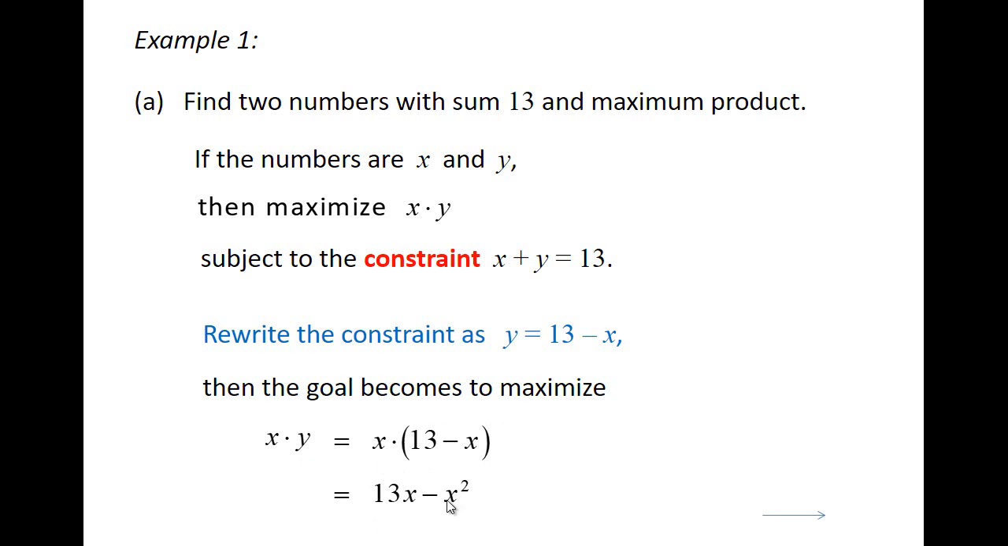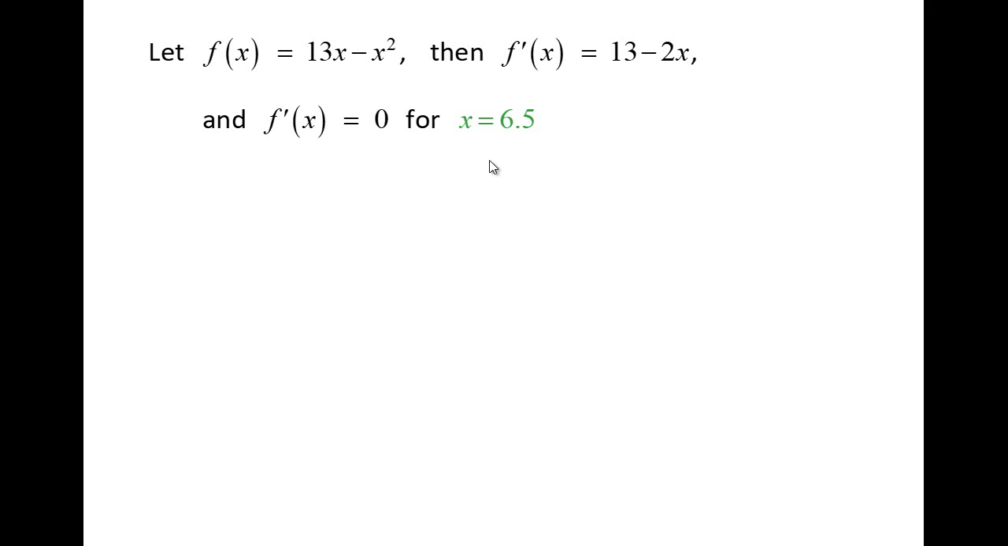So then we want to find the maximum of this function here. We know the drill by now, which is we have to find the derivative, which is 13 minus 2x, and so the critical point would be 6.5, because that's the solution to the equation f prime of x equals 0. If f prime of x is 0, that means 13 minus 2x is 0, and then x has to be 13 over 2, which is 6.5.